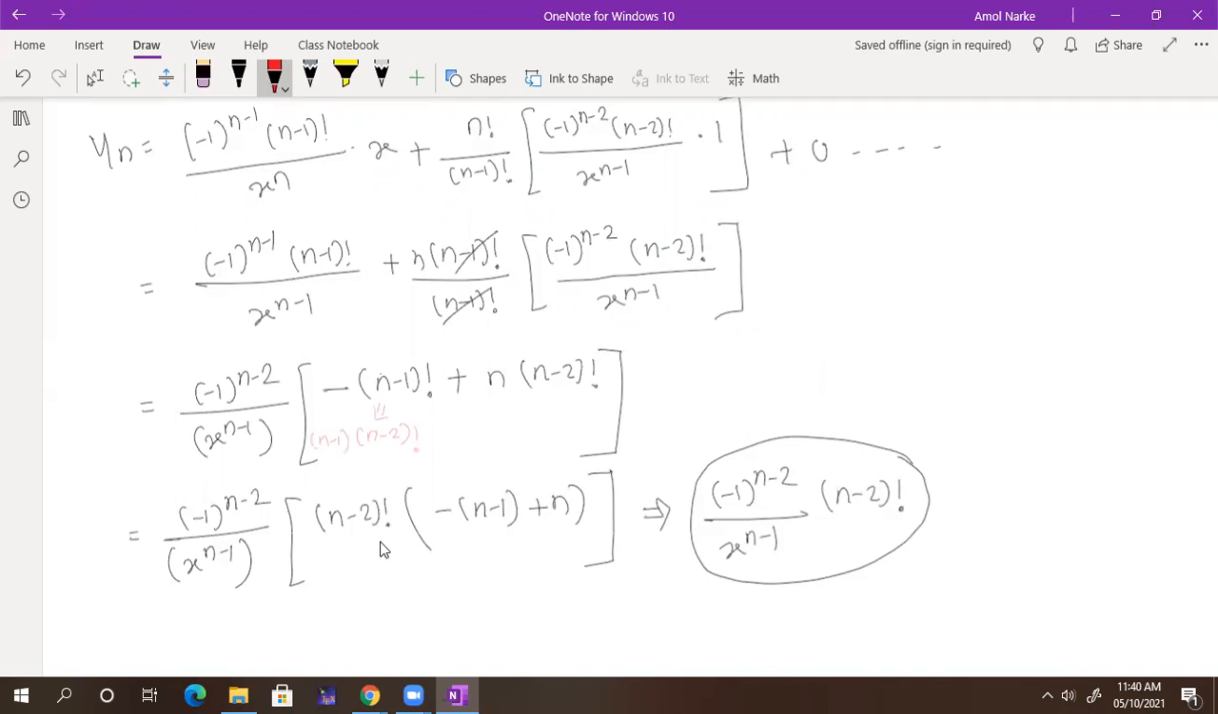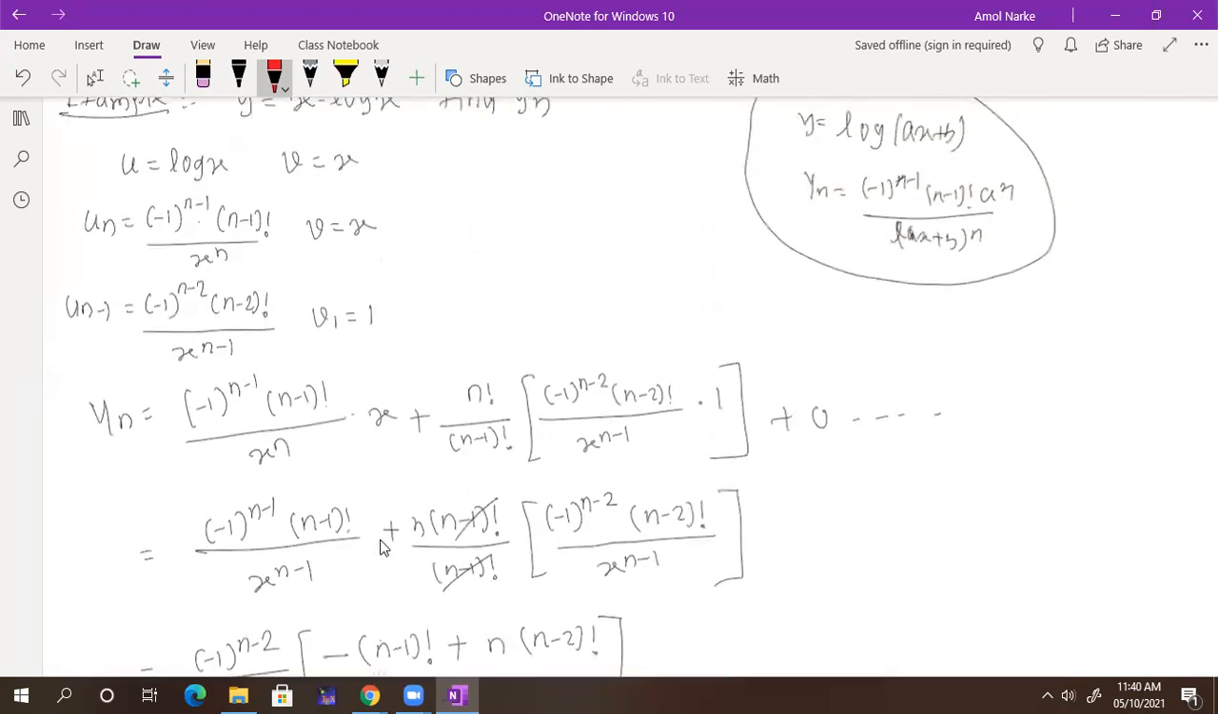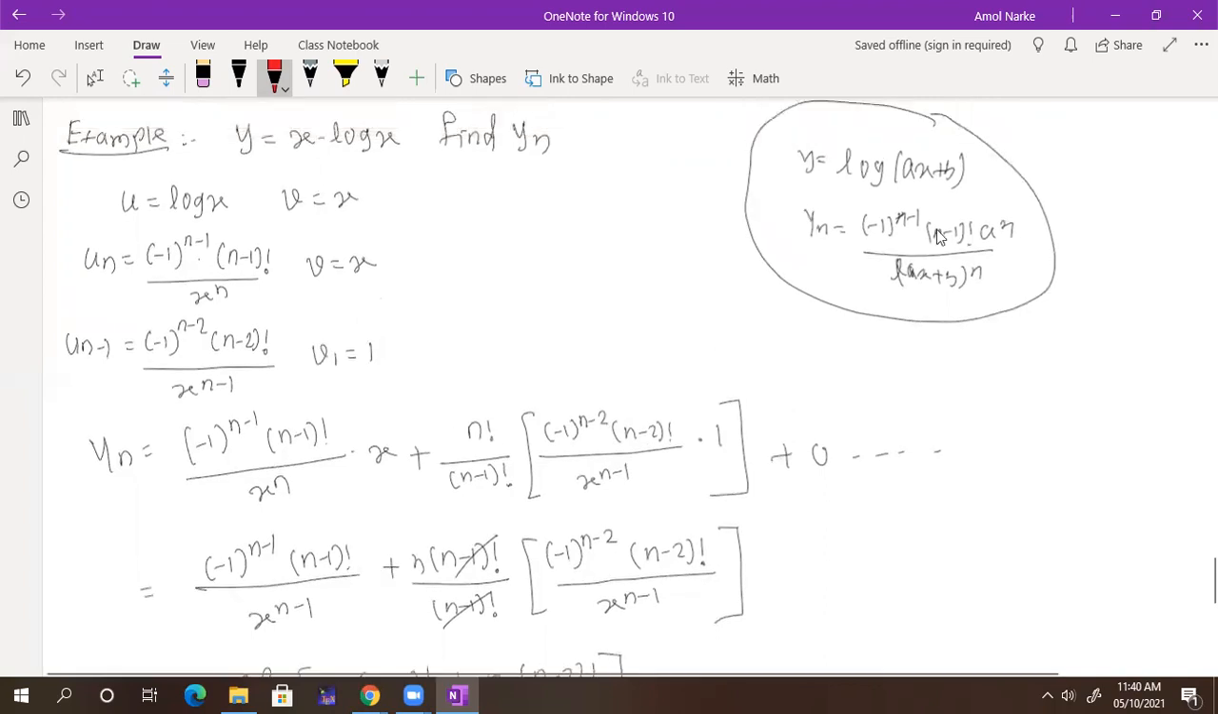Excuse me, sir, in the main formula of log of ax plus b, should the yn be minus 1 raised to n plus 1 or n minus 1? N minus 1. Minus 1 is there. Okay, sir.